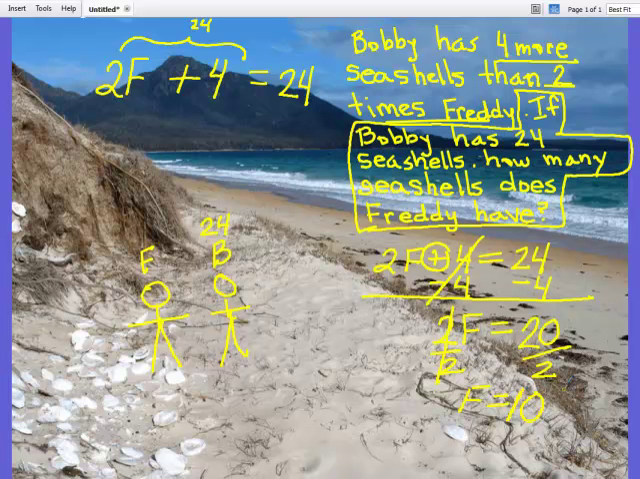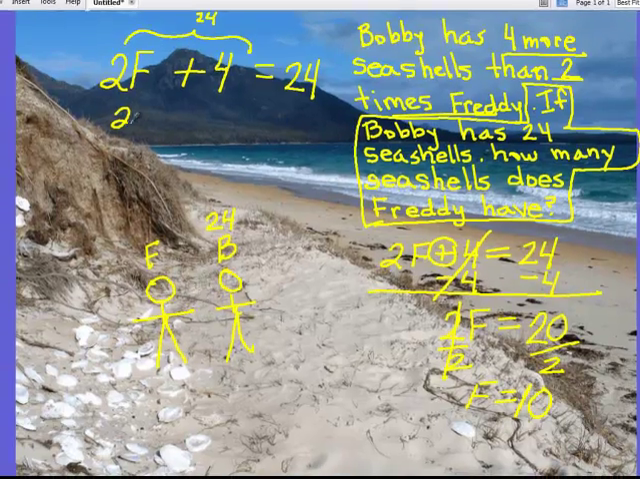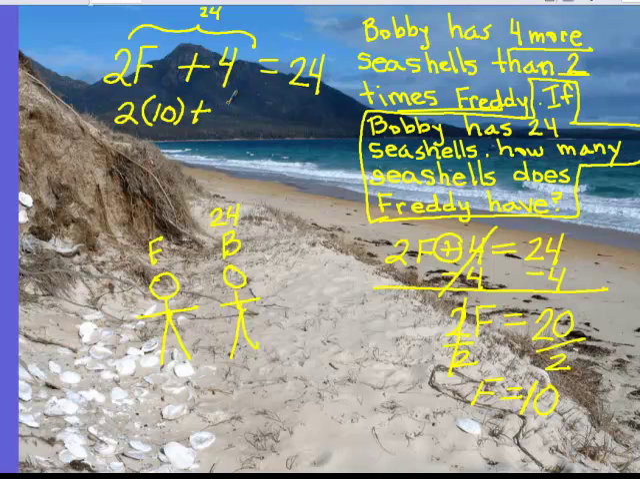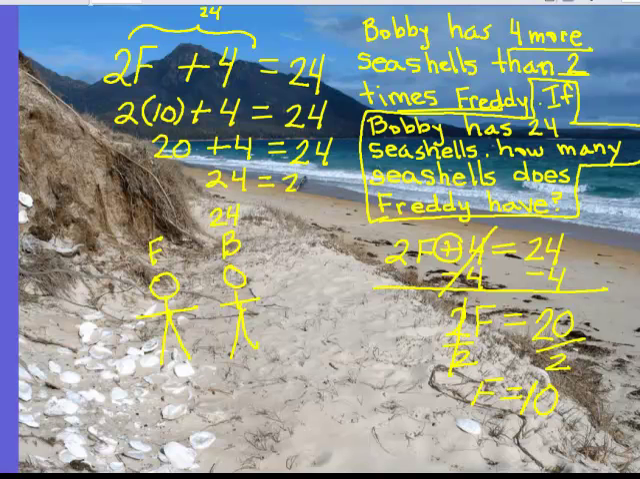So Freddie has 10. So let's plug that back into our original equation, and let's make sure that that checks out. So I have 2, well, f we said was 10, so we're going to substitute 10 in for f, and then we're going to add 4, and that should check out. 2 times 10 is going to be 20. Add 4, and that looks like that's going to equal 24. So 24 equals 24. Yes, sirree, that does check out.